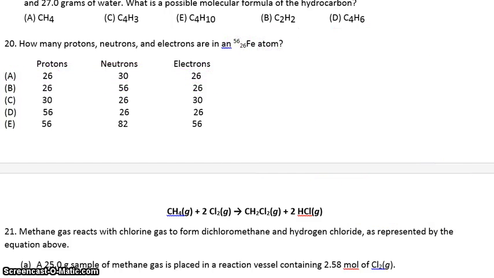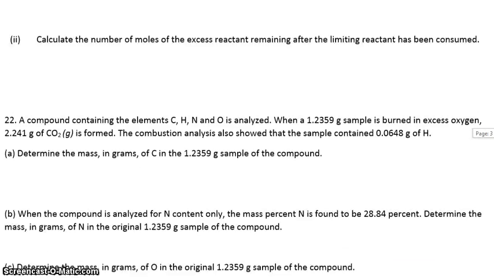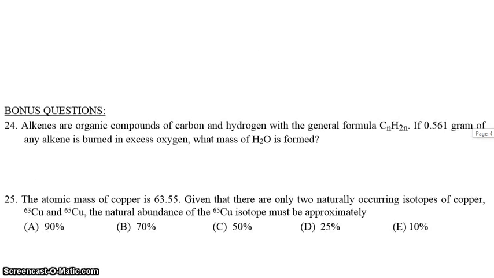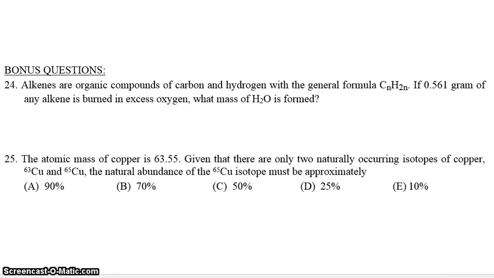So let me show you a question that actually incorporates that idea, as we have just a few minutes. And that question would be at the very end. I actually put it as a bonus question. So let's take a quick look at that. So we have the atomic mass of copper is 63.55. That's what you see on the periodic table for copper. Given that there are only two naturally occurring isotopes, 63 and 65, the natural abundance of 65 must be approximately what?